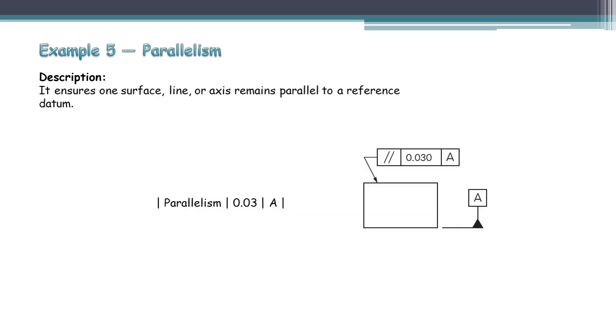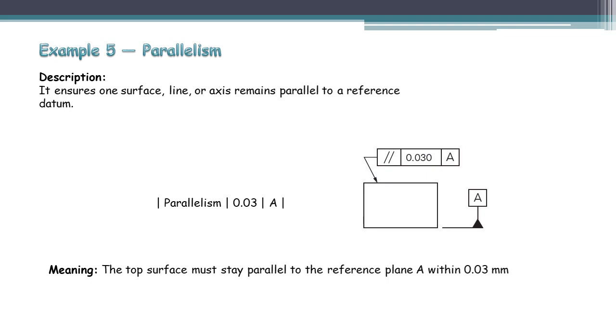Next is parallelism. Two surfaces that are parallel stay the same distance apart throughout the length, right? For example, imagine a railway track. Here in this drawing, the top surface must stay parallel with respect to the datum A, that is to the bottom surface, within 0.03 mm.